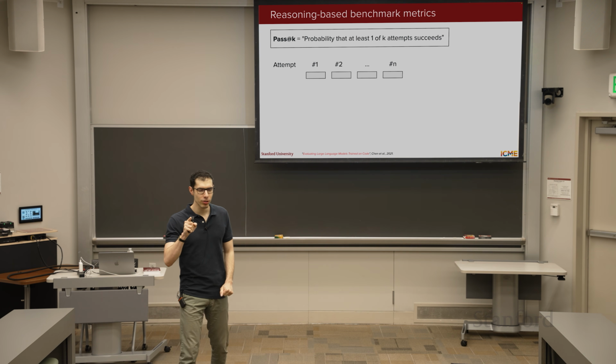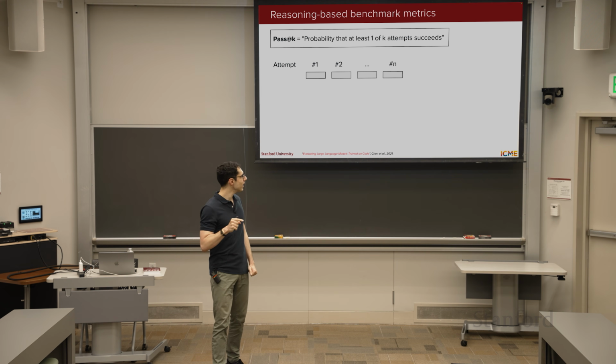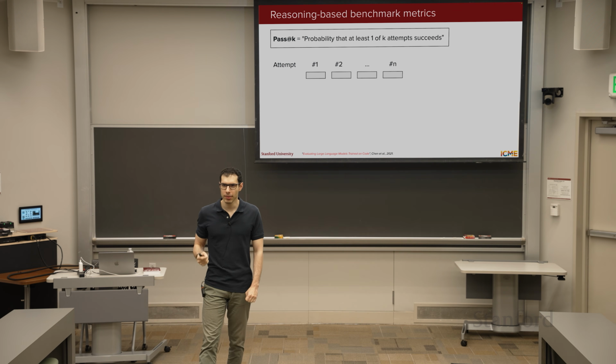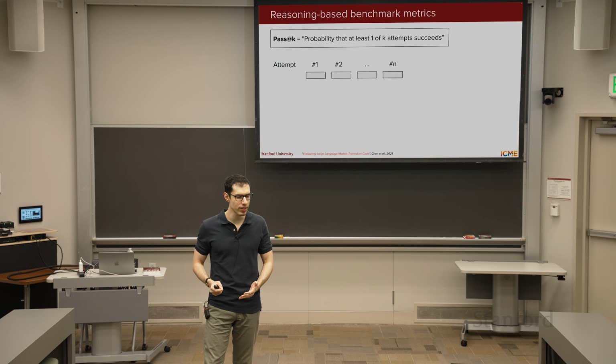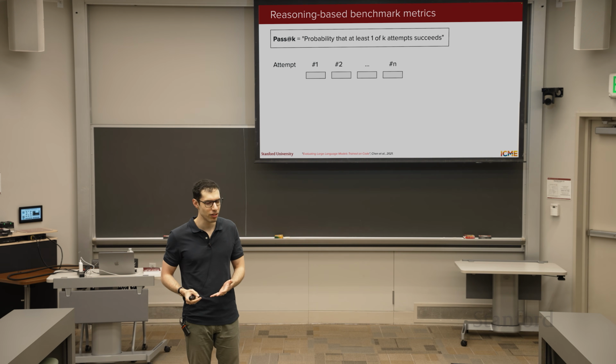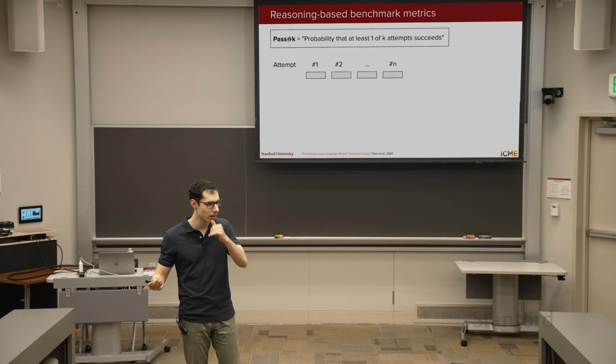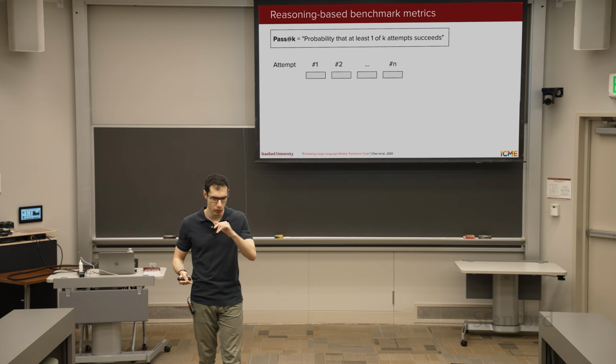So what we want to do here is to estimate this probability. But you may tell me, okay, just generate k attempts and just count the number of the attempts that are correct to estimate that.